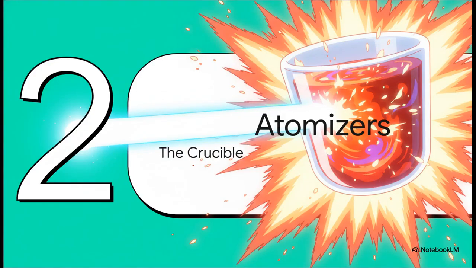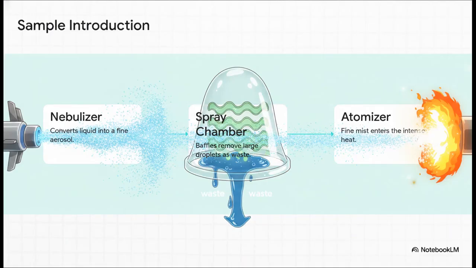Moving right along to step 2, sample introduction and atomizers. So, our perfectly tuned light beam is on its way, but we obviously can't just pour our liquid sample straight into the light path. First, the sample introduction system uses a nebulizer to suck up the liquid and shatter it into fine aerosol droplets. Then it hits the spray chamber. This chamber has baffles that act like a physical bouncer, stripping away the larger droplets and sending them to waste. This guarantees that only the absolute finest, most uniform mist actually makes it forward into the heat.